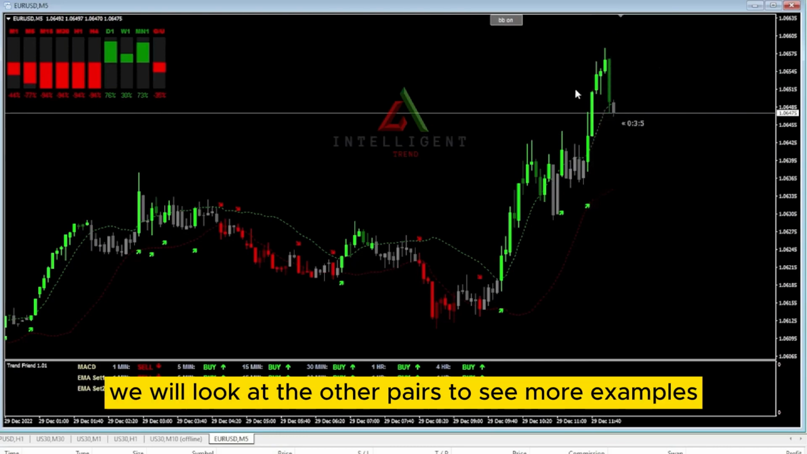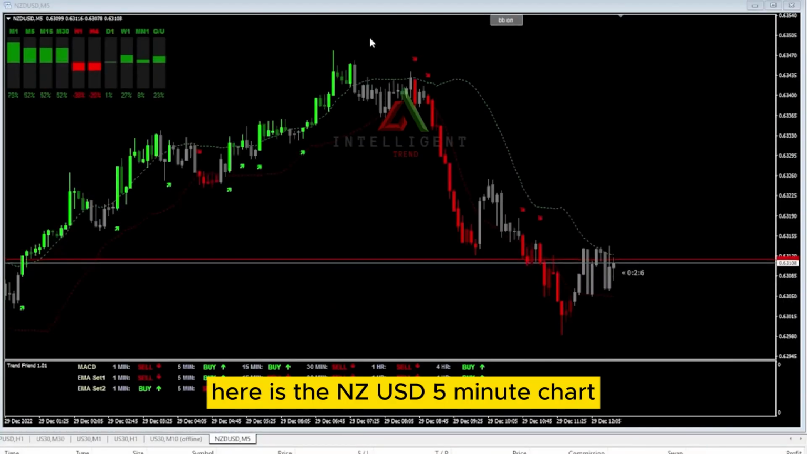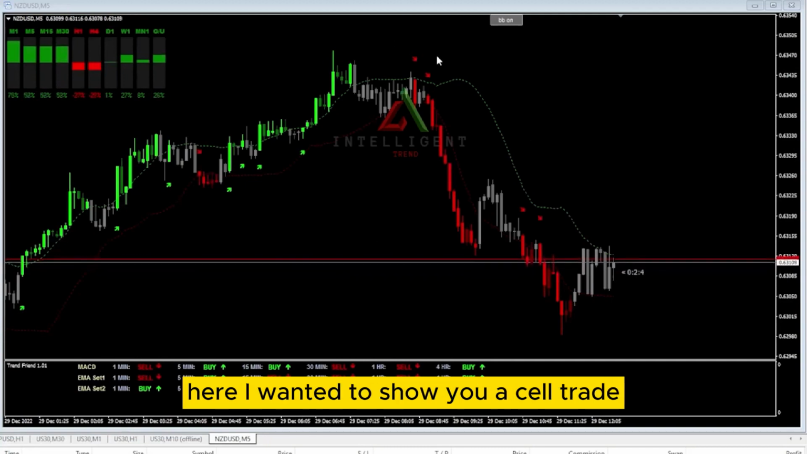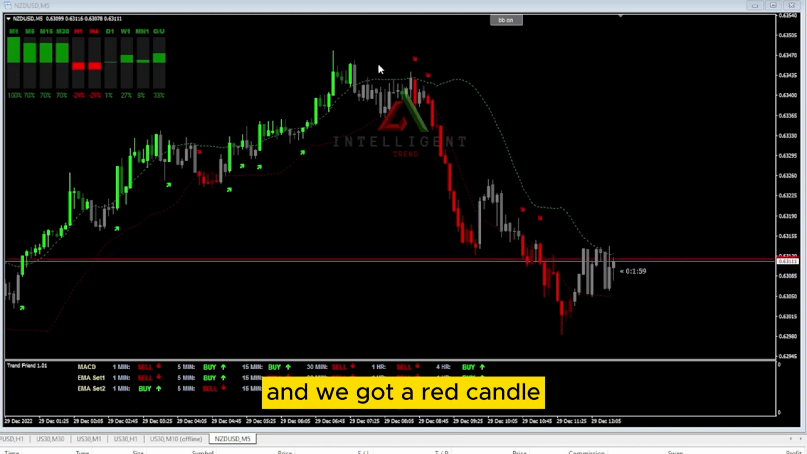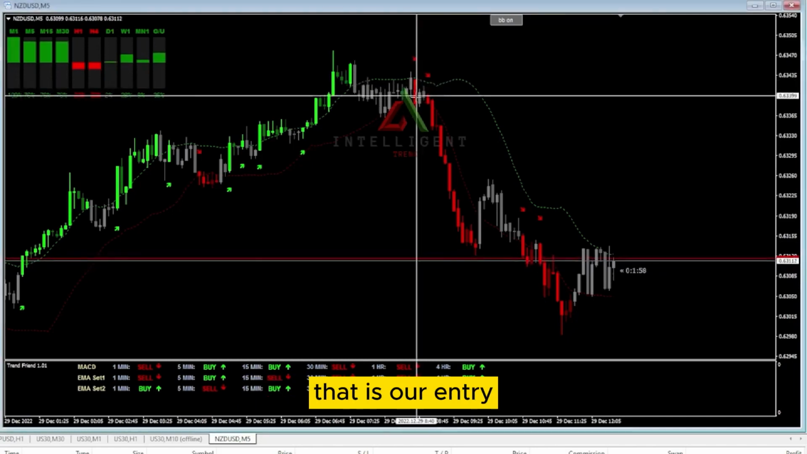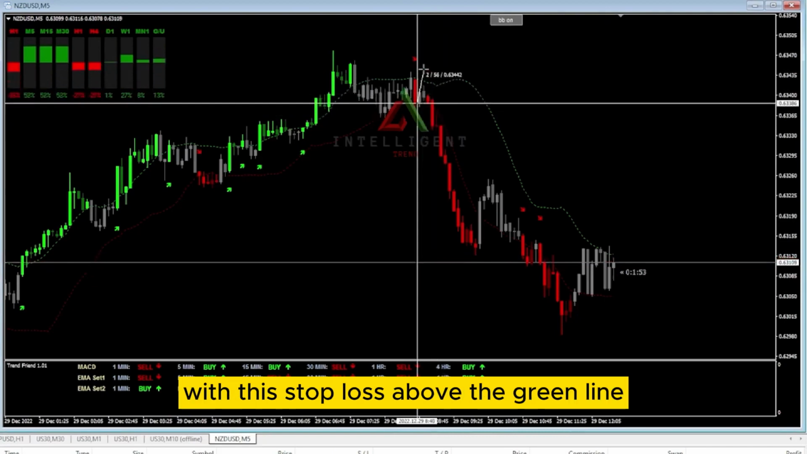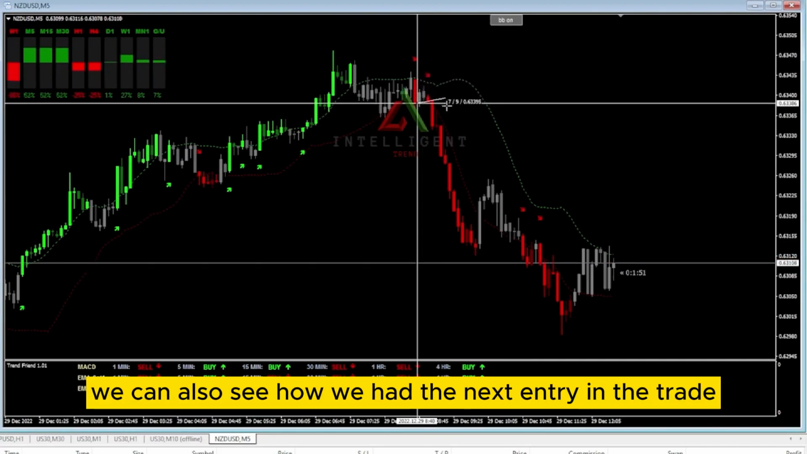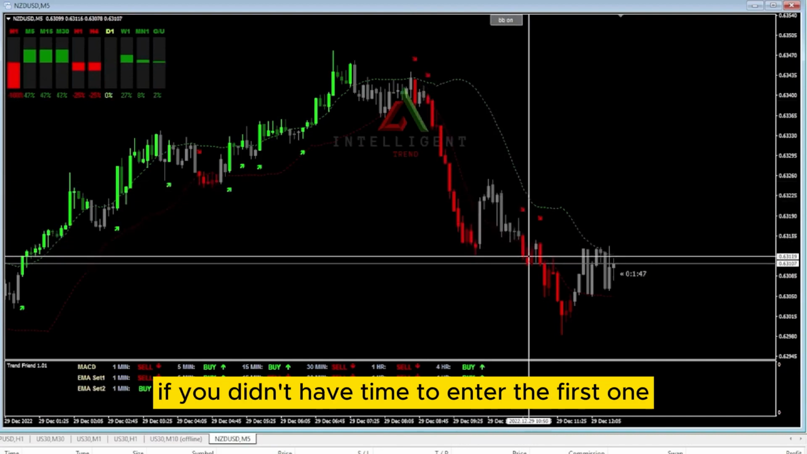Now we will look at other pairs to see more examples. Here is the 5-minute chart. Here I wanted to show you a sell trade that has already taken place. We had a green candle zone, then a gray one, and we got a red candle with a sell arrow. That is our entry. Of course, we had a trend confirmation first. We enter a sell trade with a stop loss above the green line. We can also see how we had the next entry in the trade if you didn't have time to enter the first one.